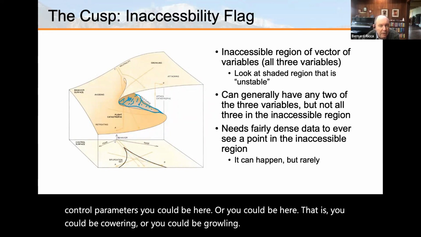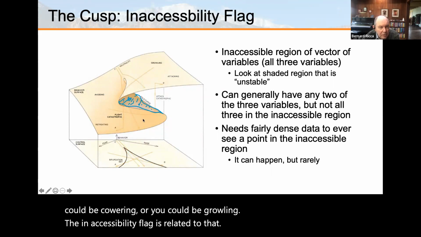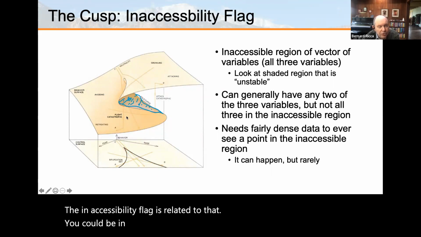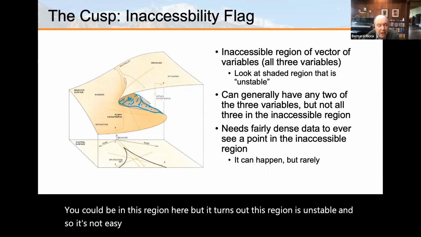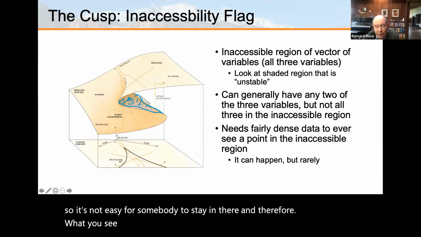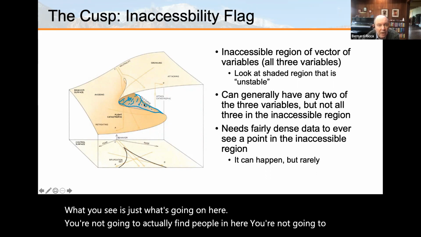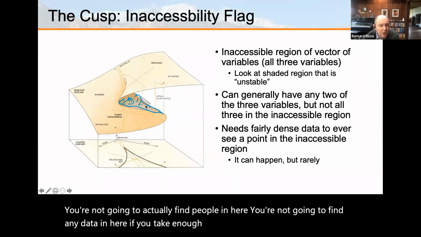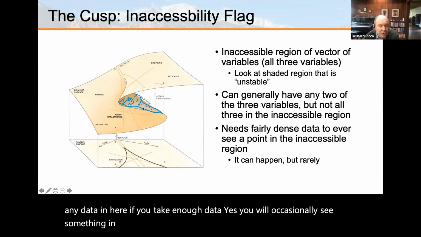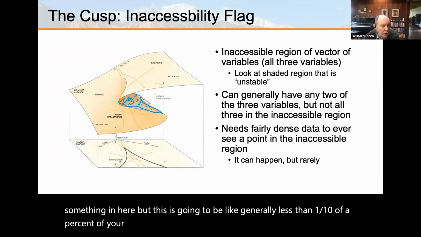The inaccessibility flag is related to that. You could be in this region here, but it turns out this region is unstable. And so it's not easy for somebody to stay in there. And therefore, what you see is just what's going on here. Okay? You're not going to actually find people in here. You're not going to find any data in here. If you take enough data, yes, you will occasionally see something in here, but this is going to be generally less than 0.1% of your data. So if you have 1,000 data points, you might see one in an inaccessible region.